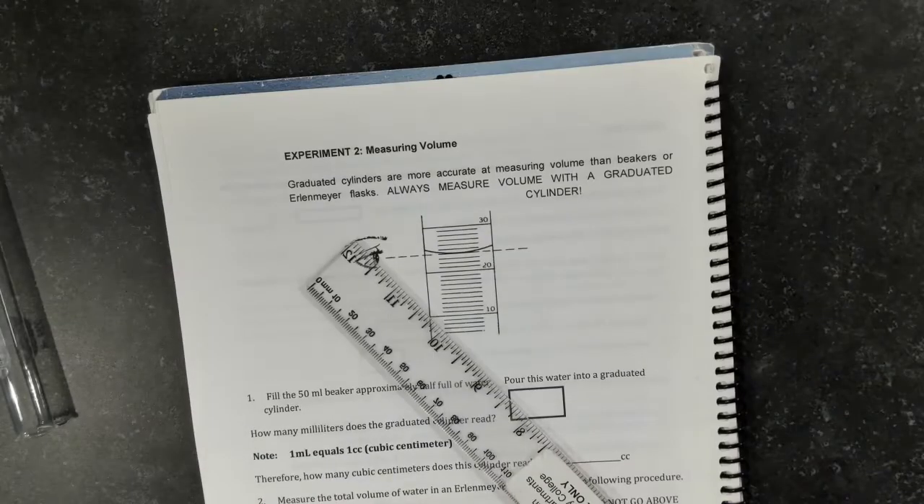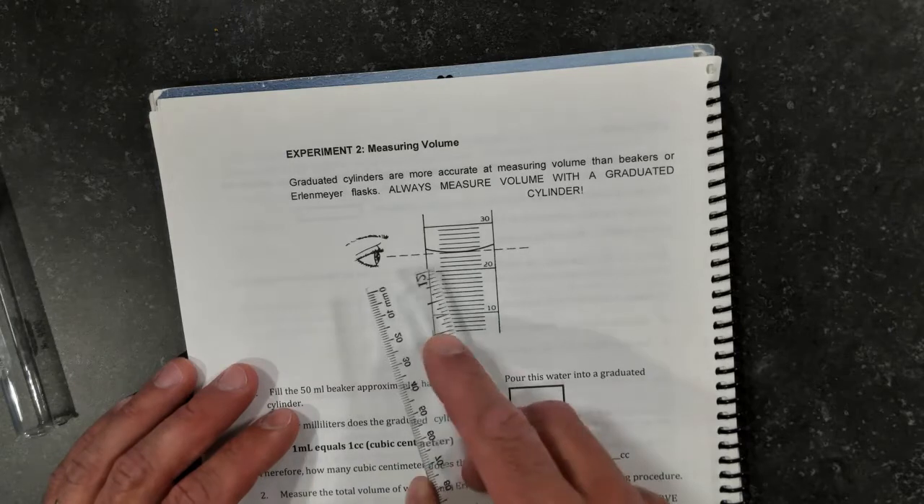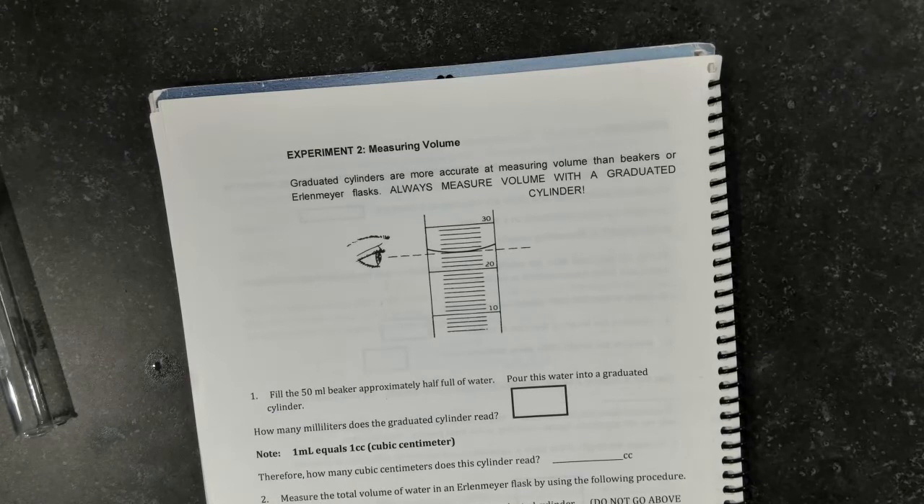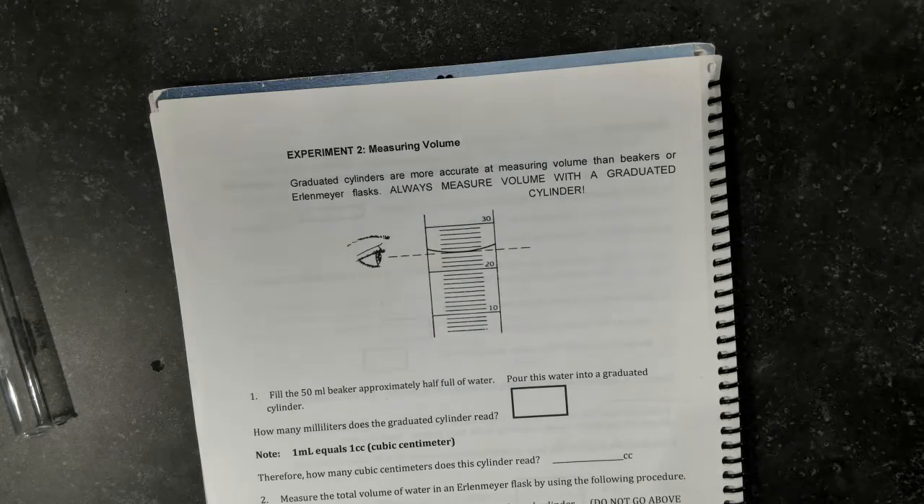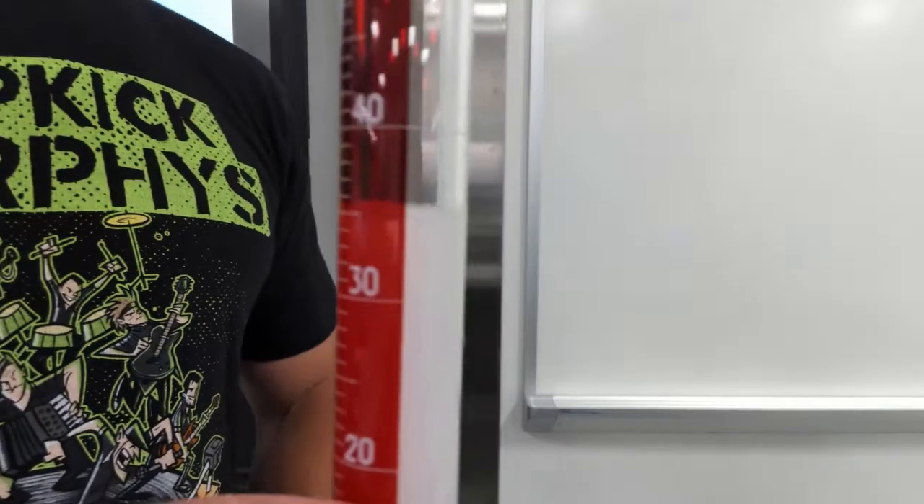Next exercise is dealing with measuring volume. Volume is measured using graduated cylinders, and you always measure by the bottom of the meniscus. So you will have to measure the volume in the graduated cylinder, and you will see it in a second. I'm going to flip the image. So here's the graduated cylinder.